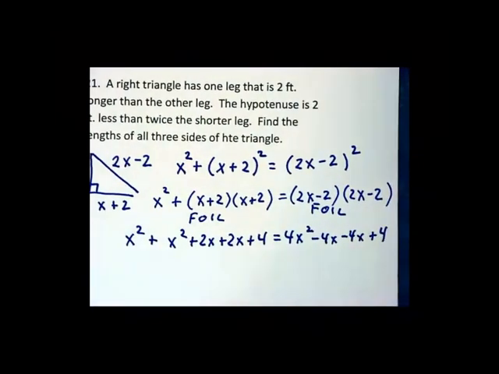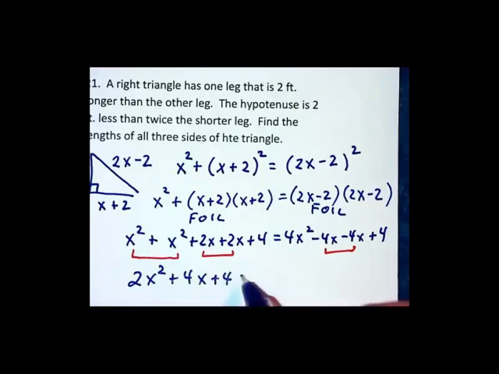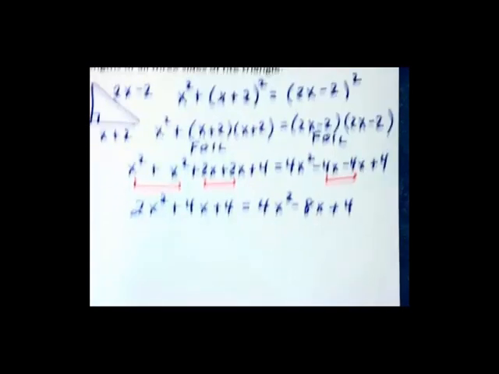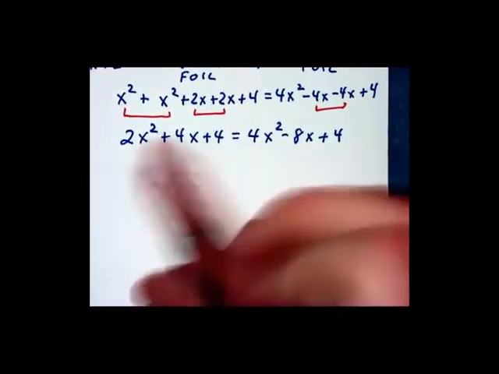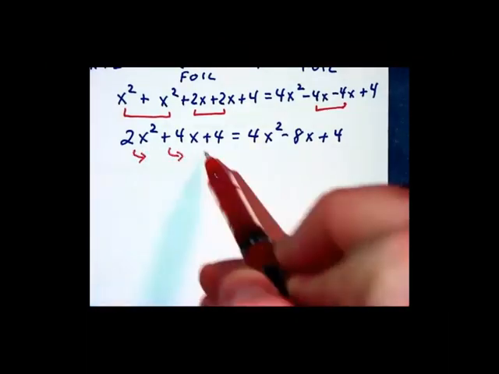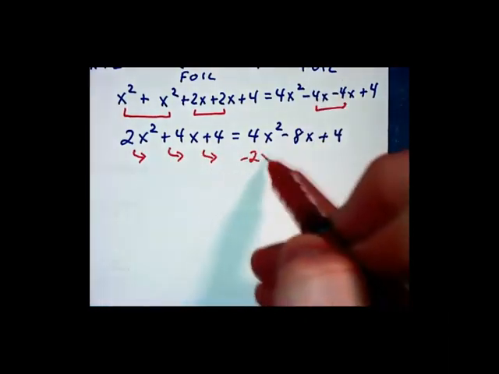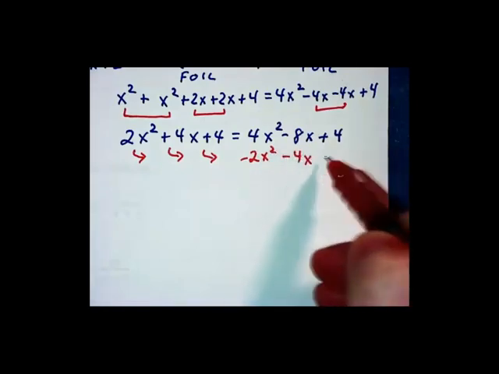Now it's time for us to combine like terms on each side. So the left side becomes 2x squared plus 4x plus 4, and the right side becomes 4x squared minus 8x plus 4. Okay, we have a quadratic equation. It needs to be set equal to 0. I see that I've got more x squareds on the right, so I'm going to subtract everything off of the left and the right, bringing everything over to the right.